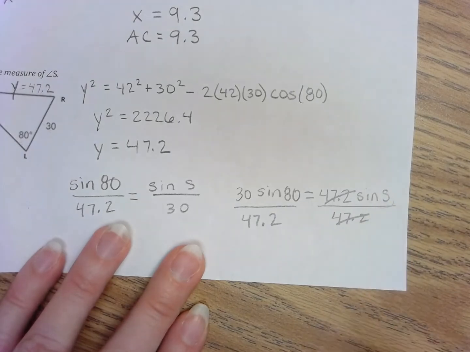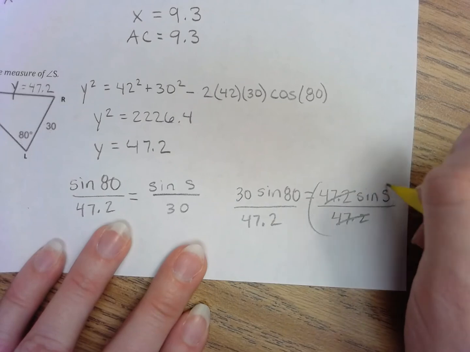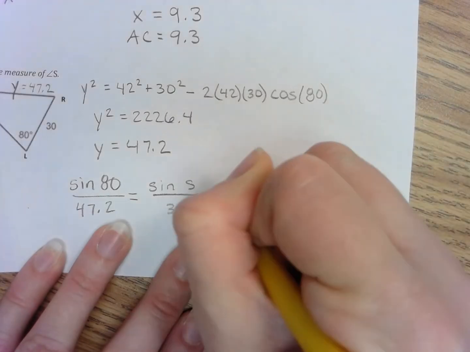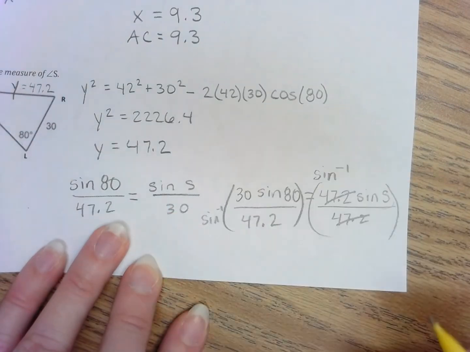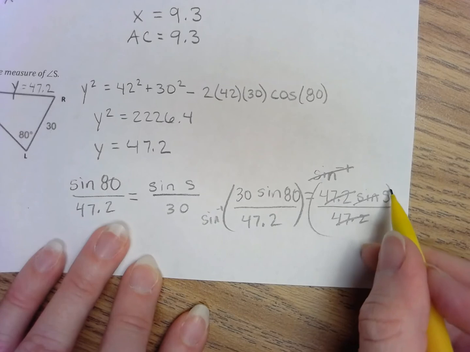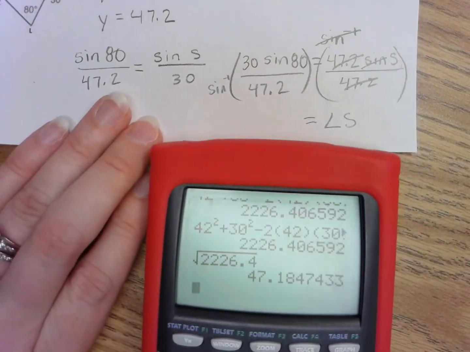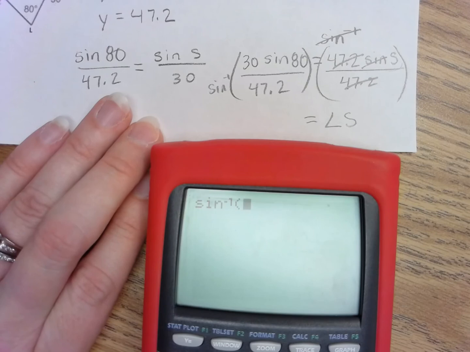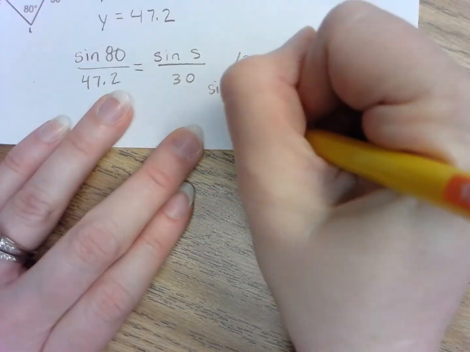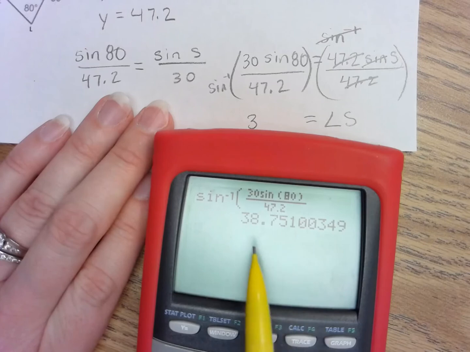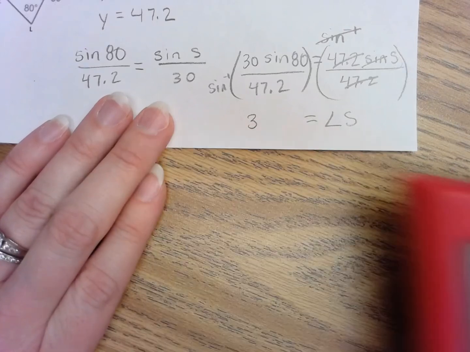remember to solve for an angle, you're actually going to have to do inverse sine. So the inverse sine will cancel out. Sine and inverse sine cancel out and leave our angle, which we're asked to solve for, angle S. So let's type that into our calculator. We have inverse sine. Let's do alpha y equals to get our fraction. So inverse sine of 30 sine of 80 divided by 47.2. That gives us 38.8. Well, no, if it's rounded to the nearest whole degree, it would be 39 degrees.